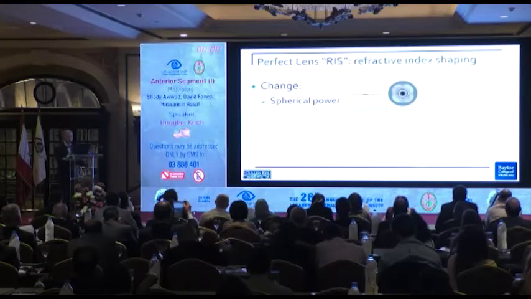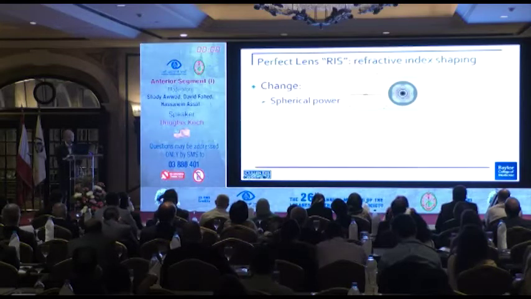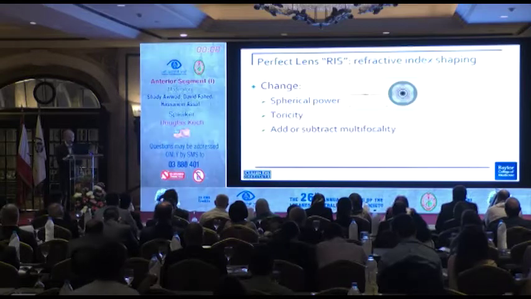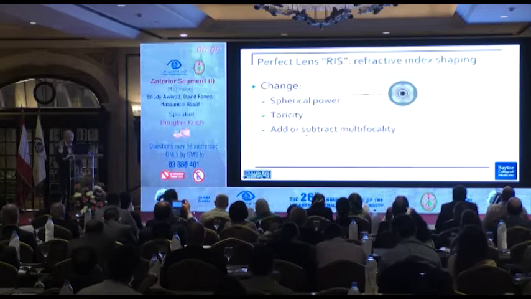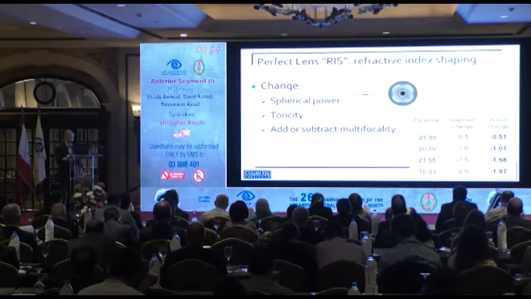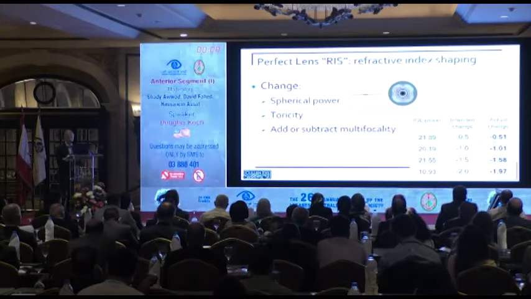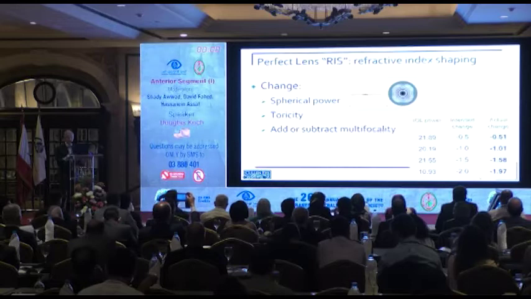Here's an example now of using the perfect lens. It's called refractive index shaping. And again, that's the image I showed you. You can change spherical power, toricity, and you can add or remove multifocality. And here are some data in the laboratory where the intended change is 0.5 and they got 0.51. You can see that all of these intended changes are within 3/100 of the actual one.